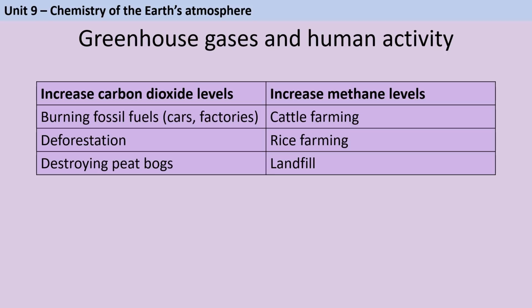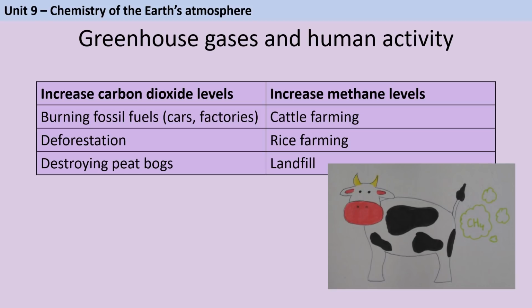Now, you might also have heard, because it's generally kind of hilarious, that farming cows is massively increasing the amount of methane, because cows basically fart out methane. Also, rice farming, because you have to grow rice semi-underwater, and there are bacteria that live in that water in their roots and release methane, and also in landfill, so rubbish dumps.